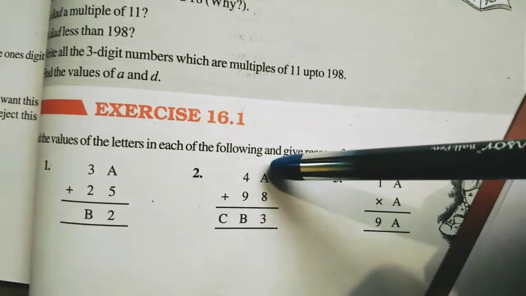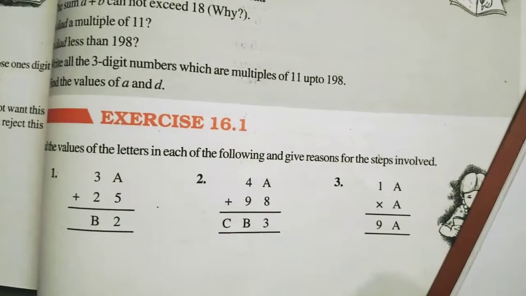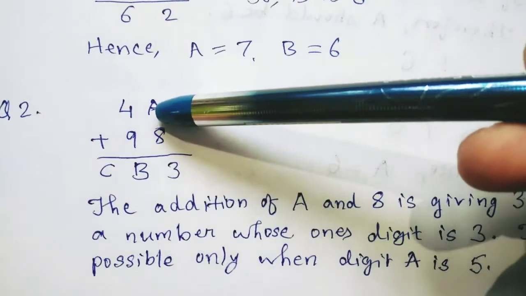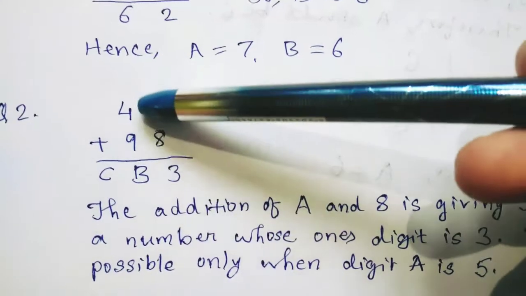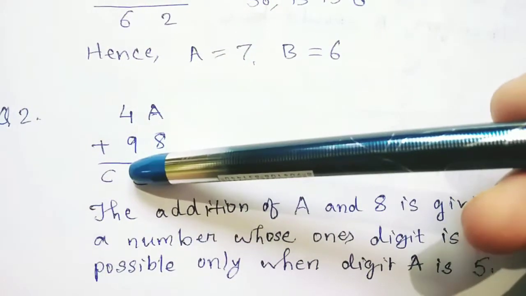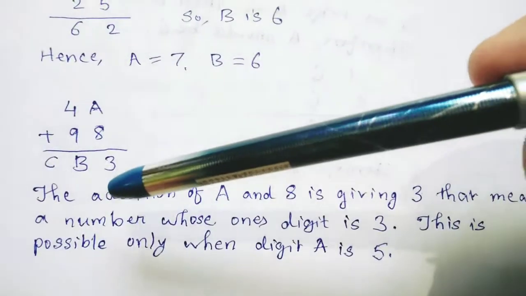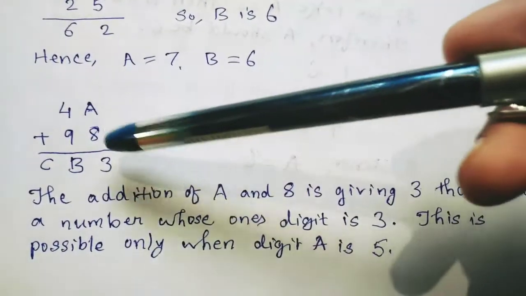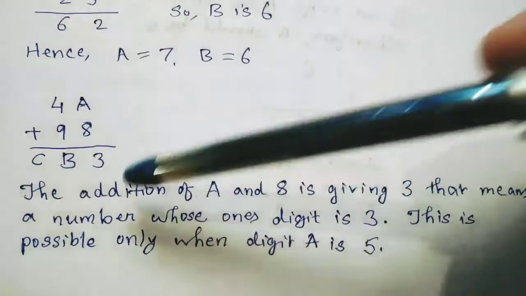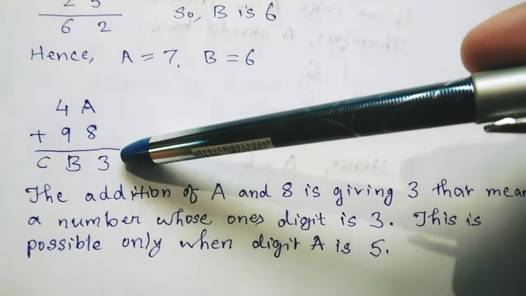Here question number 2 is A plus 8 is 3 and 4 plus 9 is B. Again same type of question like number one. Let's see. A plus 8 is coming 3 and 4 plus 9 is coming CB. Now here 3 letters are there. You have to find the values of 3 letters. What I have written, see, the addition of A and 8. When you add A and 8, it is giving 3. So that means a number whose ones digit is 3. Here you will get a number whose ones place will be 3.